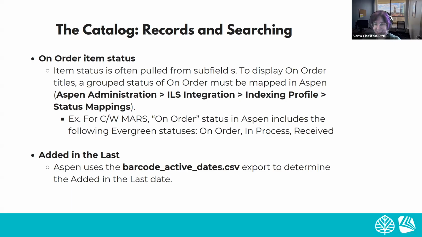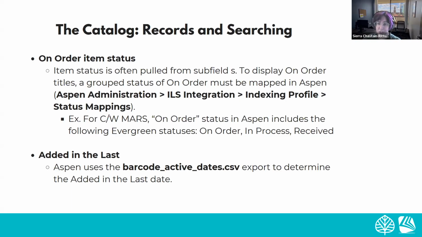So that means nothing to me, I will say. That's something I ask our developer about, who works on Evergreen stuff. But that is the spreadsheet or document that Aspen is going to look at when determining an item's added in the last date.